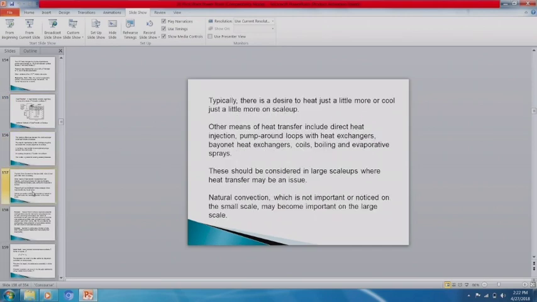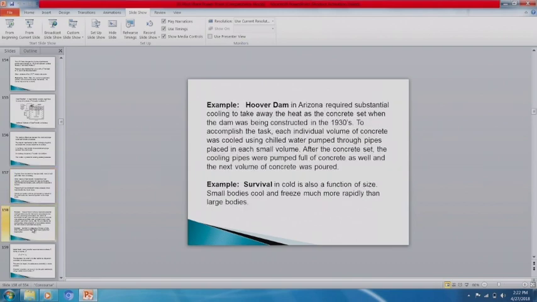Anyway, let's see what we got. Hoover Dam, survival in the cold. Hoover Dam, it's in Arizona, just outside Las Vegas, right? They did one small batch of concrete. Then they did another small batch of concrete, another small batch of concrete. Each one of them was chilled with cold water. And after the concrete set up, they pumped concrete through the pipes.